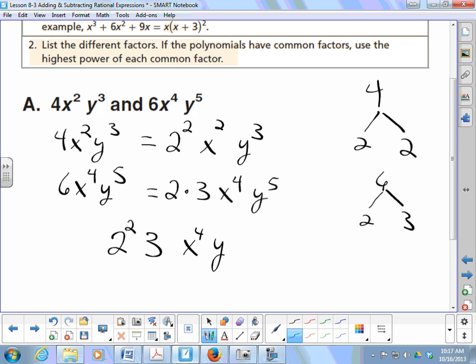5. Okay. So my least common multiple then is 2 squared, which is times 3 is 12, x to the fourth, y to the fifth. Okay. So I take each individual factor, list it, write it to the highest power. Okay, and then simplify any numbers you can. All right? Whew. That was difficult, wasn't it? Very. Okay.